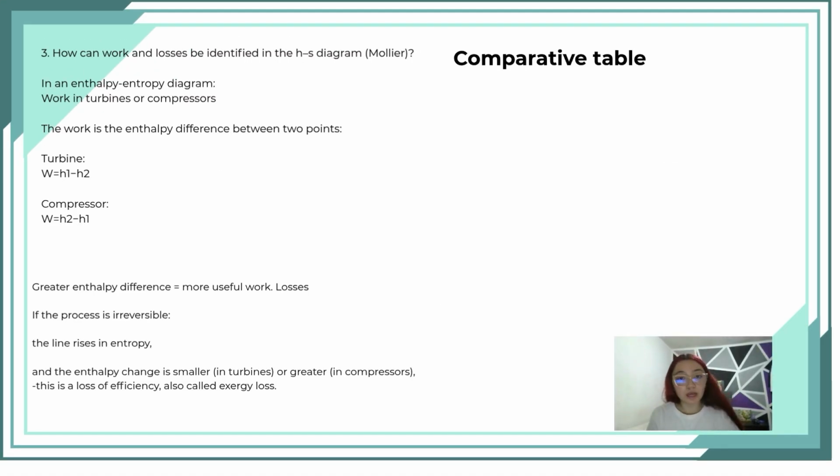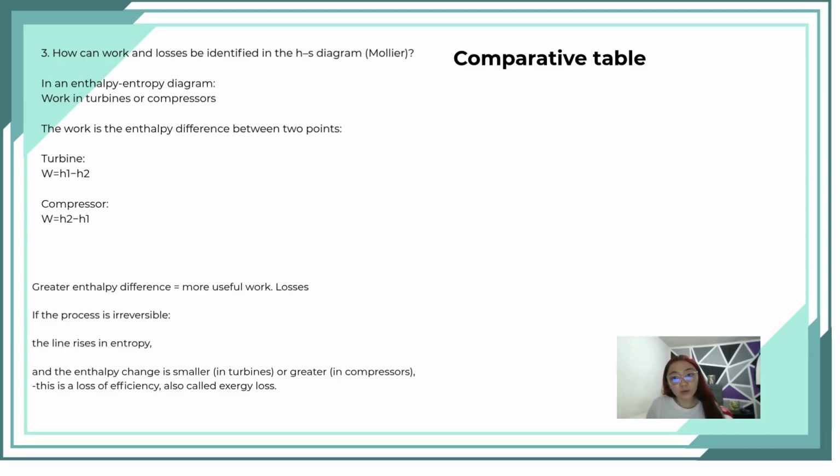Number three. How can work and losses be identified in the Mollier diagram? In an enthalpy-entropy diagram, in turbines or compressors, the work is the enthalpy difference between two states. The area on the cycle T-S is the net work. Increase in entropy with a curve that starts and stops indicates losses due to irreversibility in turbines, compressors, and boilers. The enthalpy difference between states 1 and 2 gives the work of expansion and compression. Comparing real versus ideal processes shows the loss of efficiency. Thank you so much.